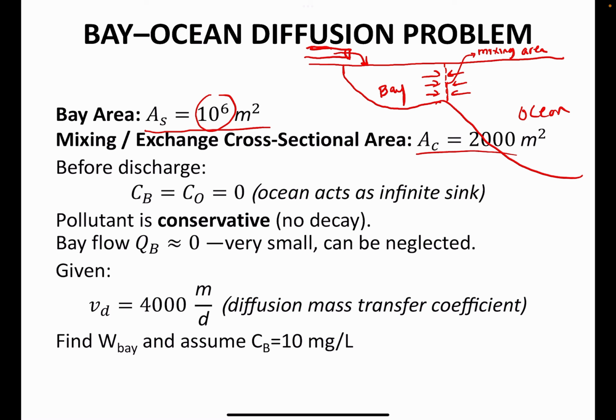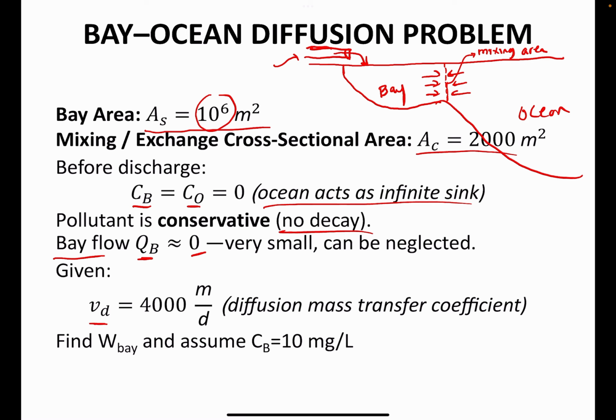Before the Ministry of Public Works discharges any pollutant using the stormwater runoff, the concentration in the ocean is zero, because the ocean always acts as an infinite sink. It will take all the pollutant and dilute it so quickly. Let's assume the pollutant is conservative: no K, no settling, no volatilization, no decay. So the bay flow Q_B is 0, which is very small and can be neglected.